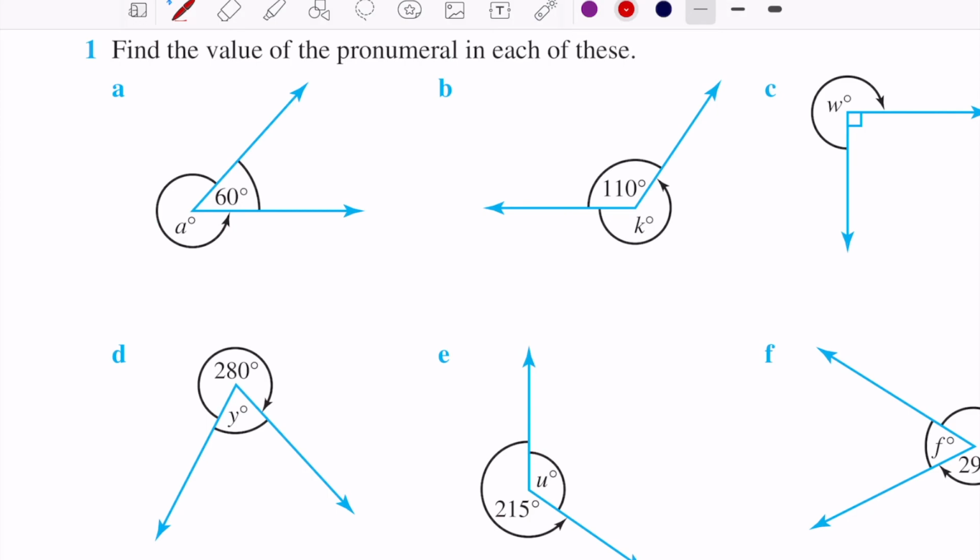Last couple of questions. Full circle adds up to 360. So if this is 60, that means A is the remaining, which is 300. 300 plus 60 is 360.